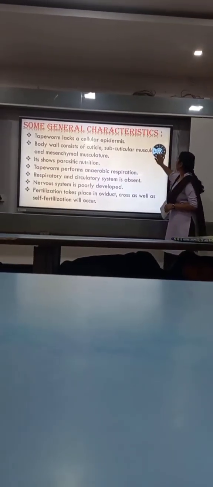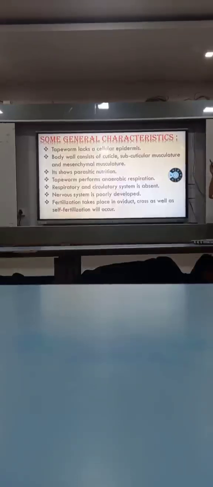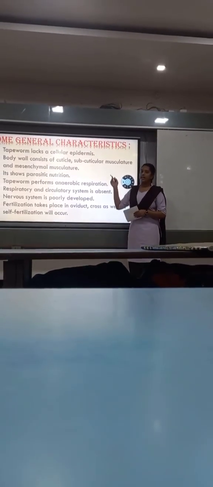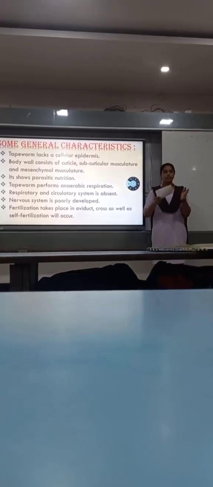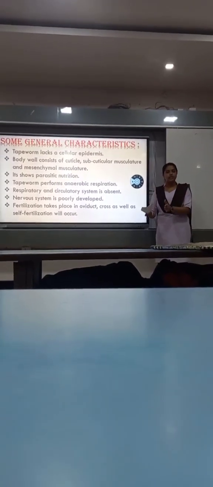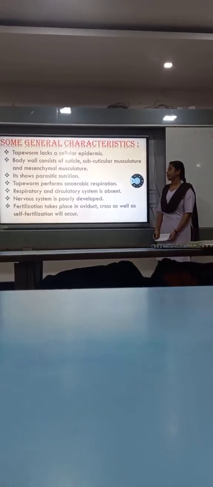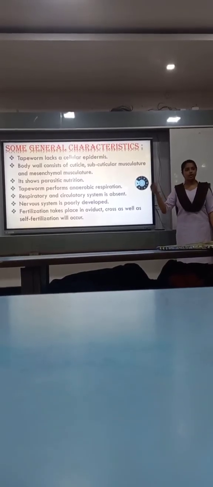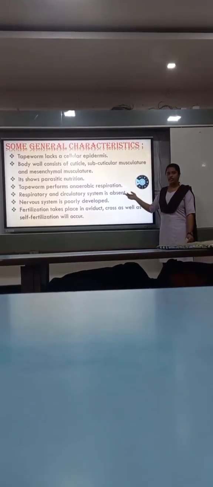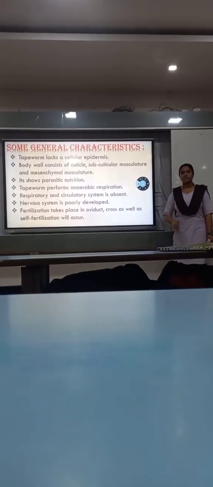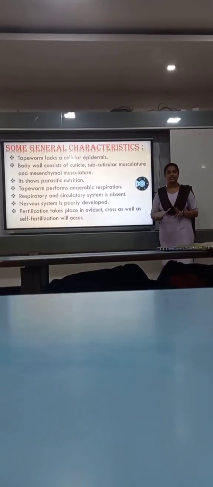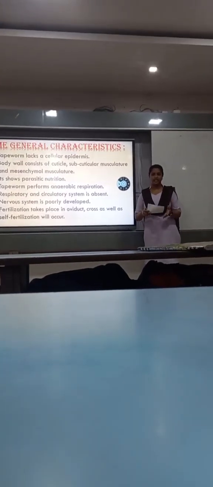Now let's see some general characteristics of Taenia solium. Tapeworm lacks a cellular epidermis, and the body wall consists of cuticle, subcuticular musculature, and mesenchymal musculature. It shows parasitic nutrition, which means one organism feeds on the other host and ultimately harms the host. Tapeworm performs anaerobic respiration, which means respiration which occurs in the absence of oxygen. Respiratory system and circulatory system are absent. Nervous system is poorly developed, and fertilization takes place in the oviduct. Here we can see 2 types of fertilization, that is cross-fertilization and self-fertilization.